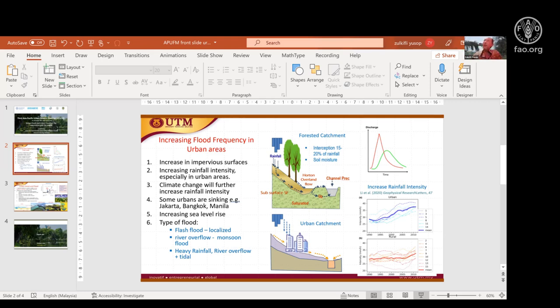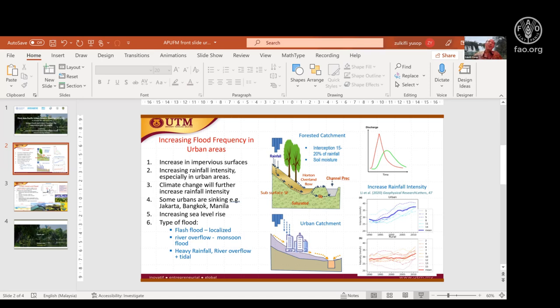Before we try to propose mitigation measures, I think it's important for us to understand what types of flood there are. First, maybe we can say flash flood, which is localized. Normally, in the case of Kuala Lumpur or a big city, with 70 mm of rain in total, we can expect some areas will be flooded.